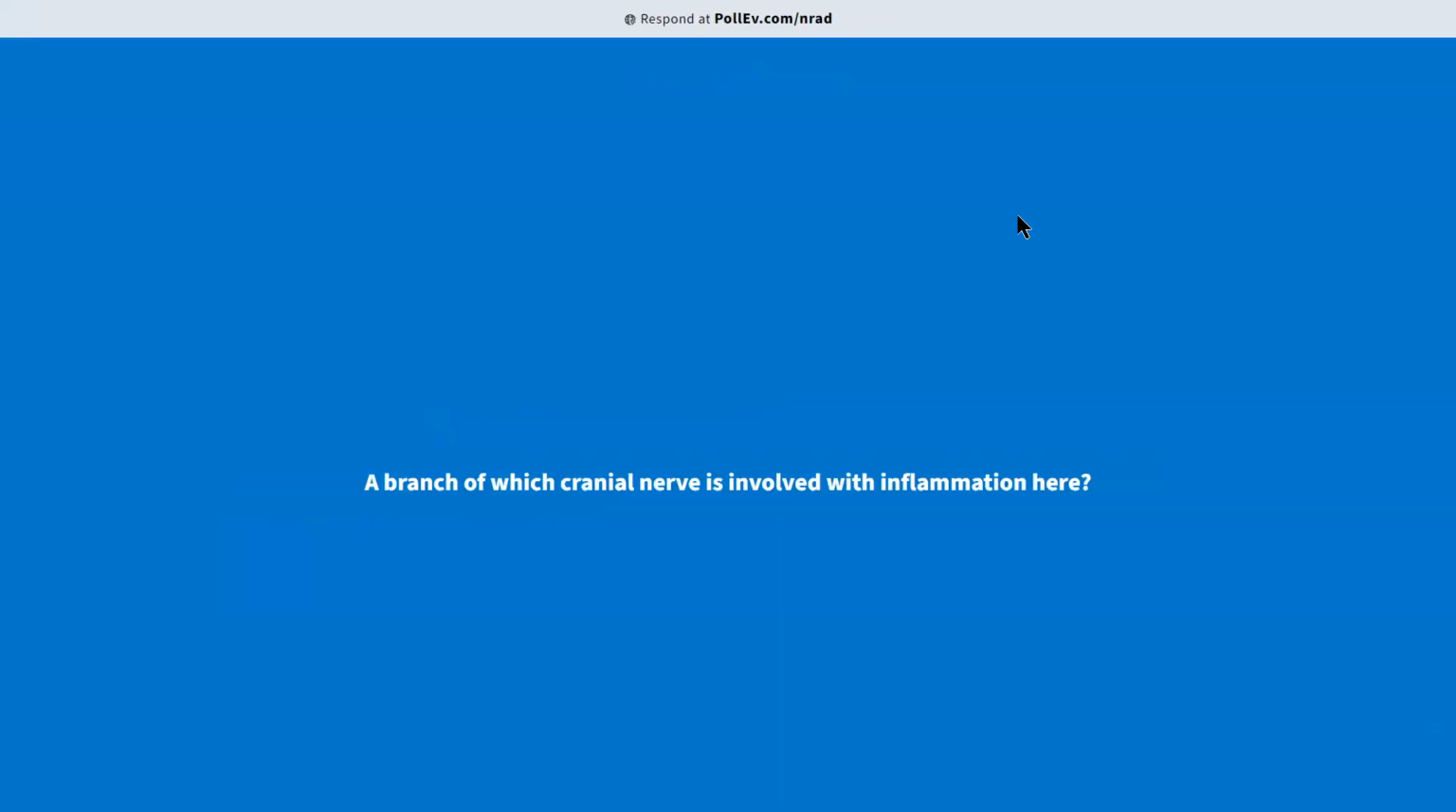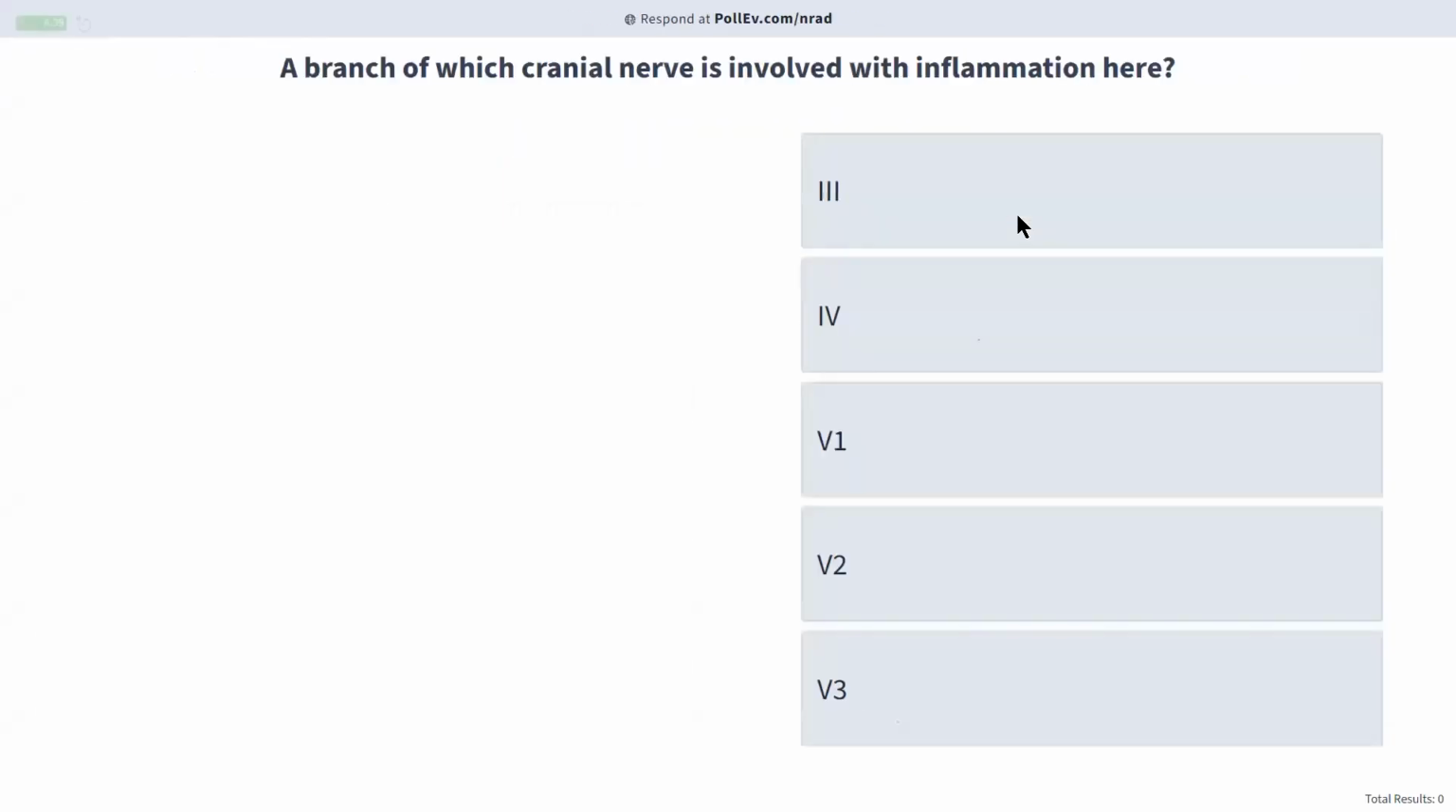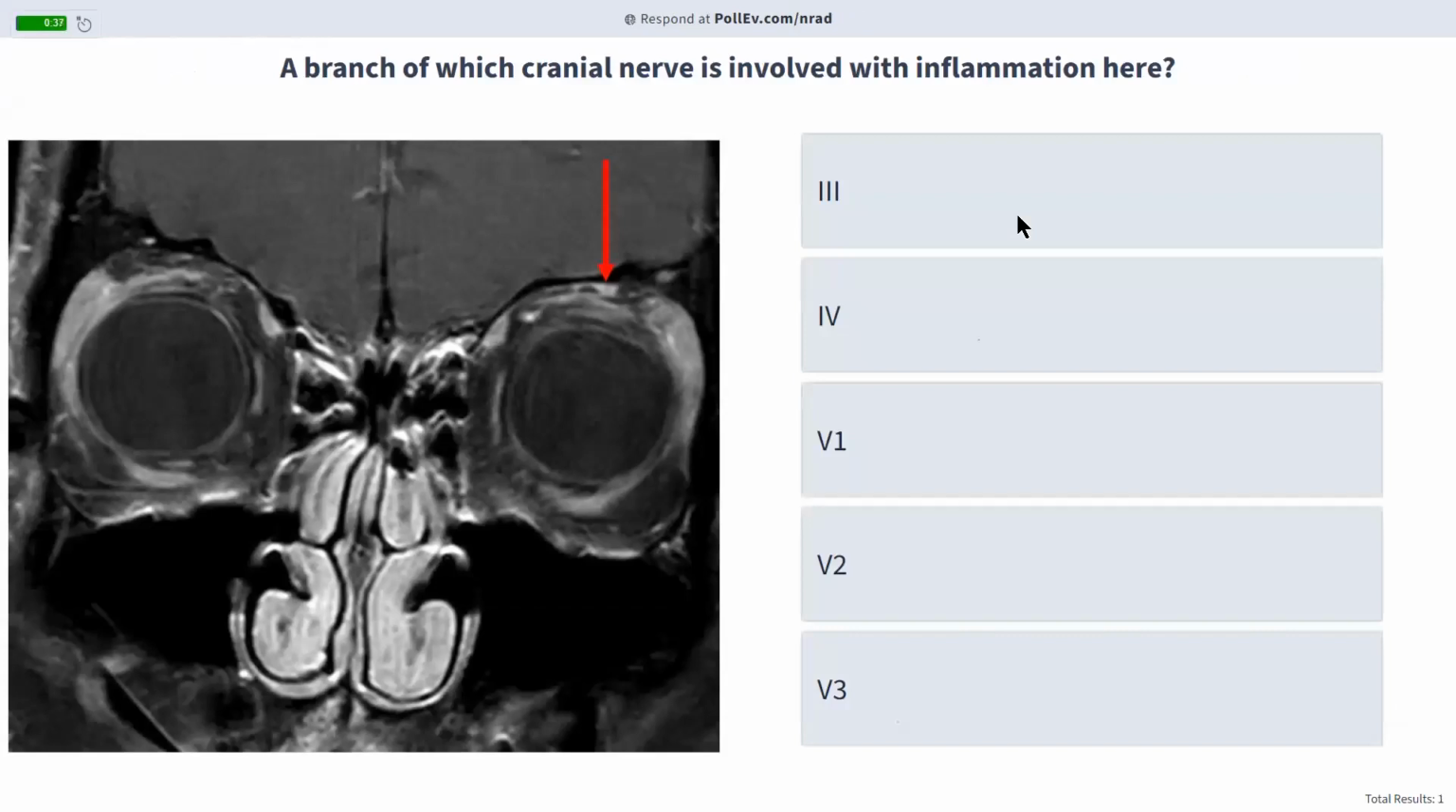Okay, next question is, a branch of which cranial nerve is involved with inflammation here? This patient had a rash on his face.